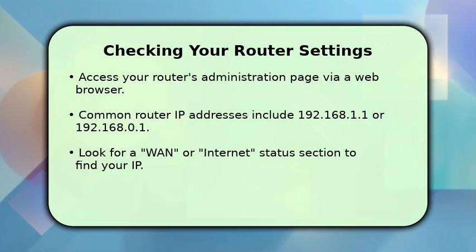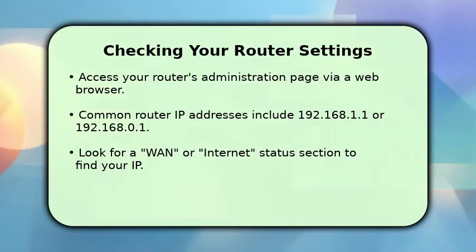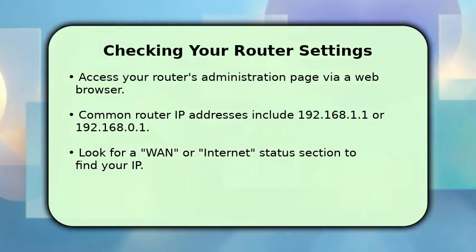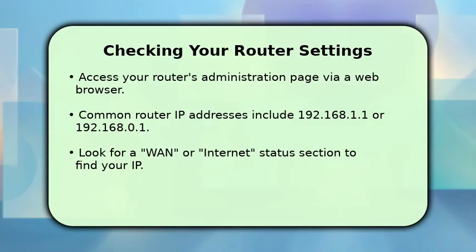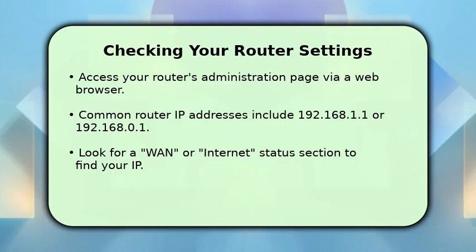You can also find your public IP address by logging into your router's administration page. Open a browser and type your router's default gateway IP, usually 192.168.1.1 or 192.168.0.1. After logging in, navigate to the WAN or Internet Status section. Your public IP will be listed there, alongside other connection details.